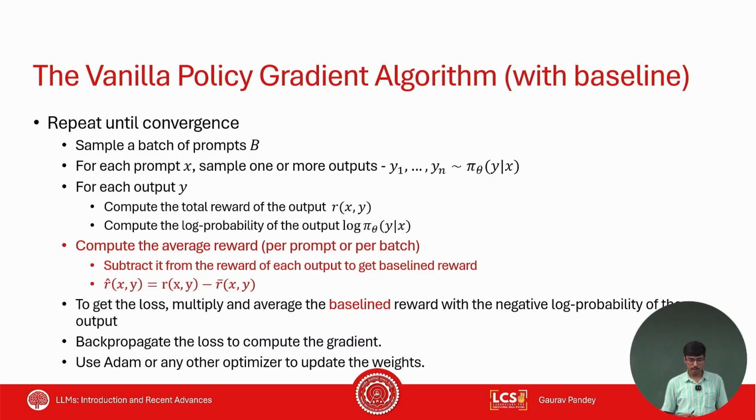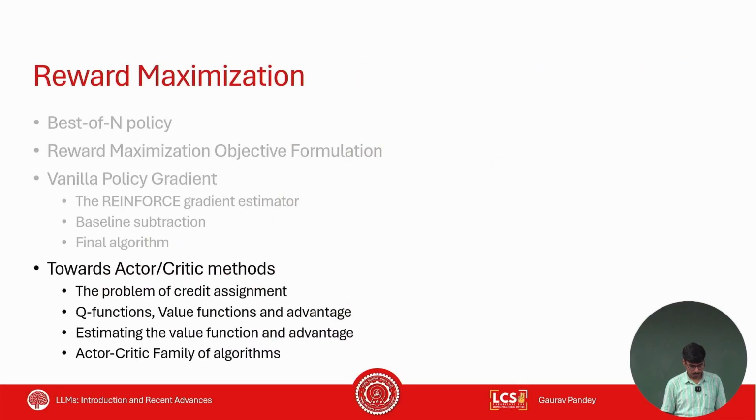So if you have this baseline, there will be a small modification to the vanilla policy gradient algorithm, and now the reward computation will be followed by the computation of the average reward that you will subtract from the reward of each output, and then you can use that to compute the loss. Okay, so this finishes the REINFORCE policy gradient part of it. Now we'll move towards actor-critic algorithms, which is the second step before building towards PPO.